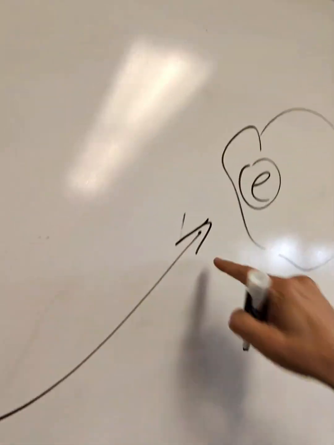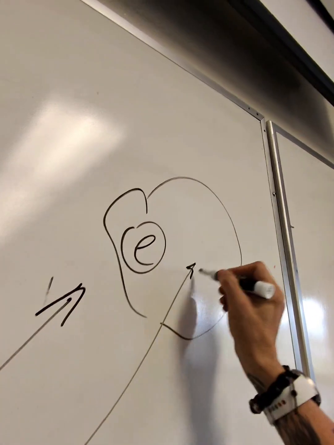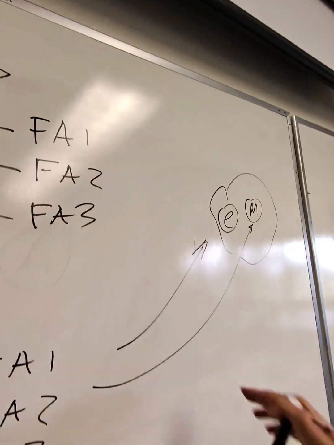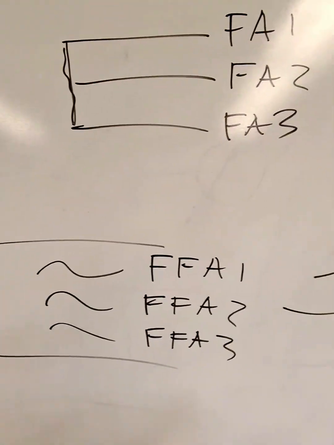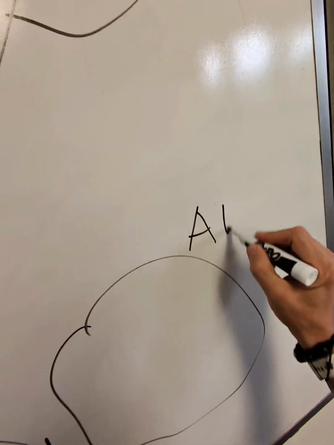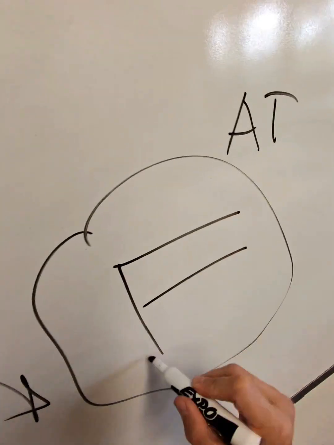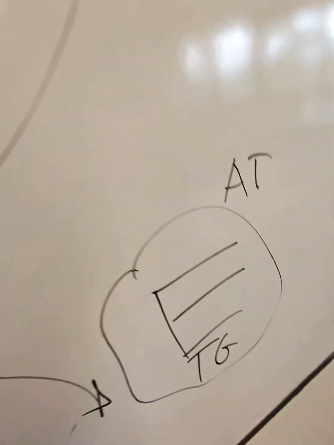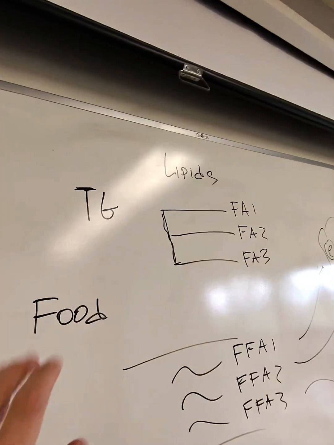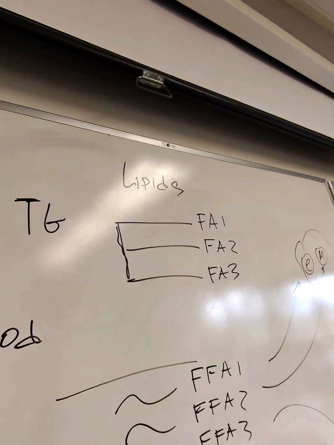We can use this for energy, or we can use this as a structural material to rebuild cells. If it's too much, we bring this into adipose tissue and we will reform triglycerides. We will store it back as triglycerides. However, fats come in different shapes and forms.